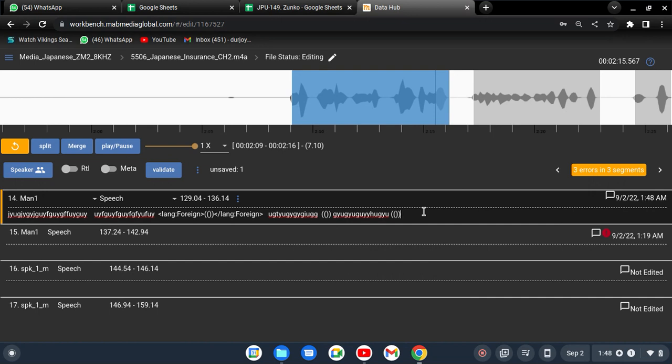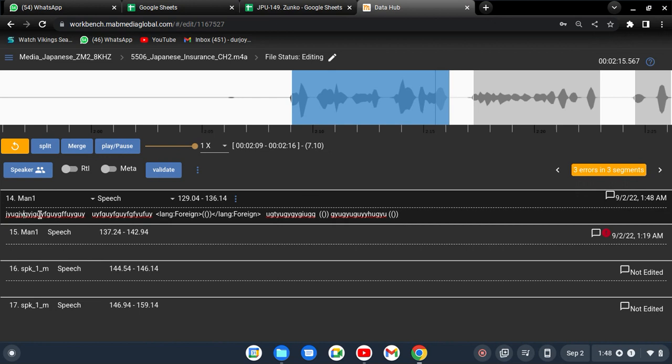This is very important for each and every one, because you will find some words which are not clear. But please try your best to transcribe them. If you are still not able to understand or transcribe those words, please mark them as a double bracket, so that the machine will understand.